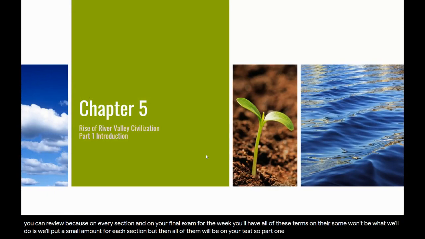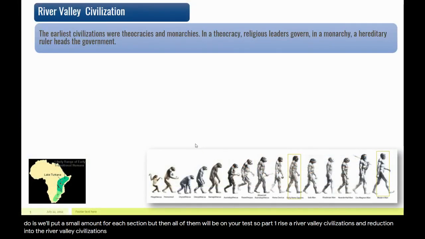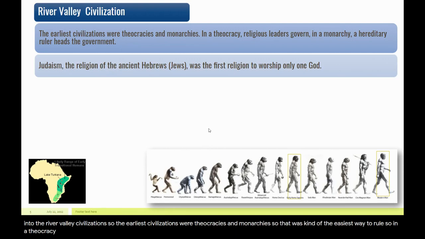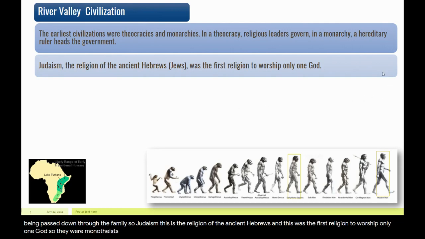So part 1, Rise of River Valley Civilizations, Introduction into River Valley Civilizations. The earliest civilizations were theocracies and monarchies, which was kind of the easiest way to rule. In a theocracy, religious leaders govern. In a monarchy, you have a hereditary ruler as head of government. Hereditary means being passed down through the family. Judaism, the religion of the ancient Hebrews, was the first religion to worship only one God, so they were monotheistic.